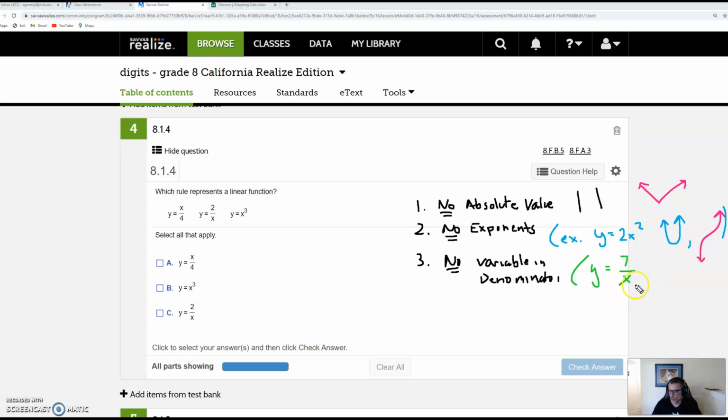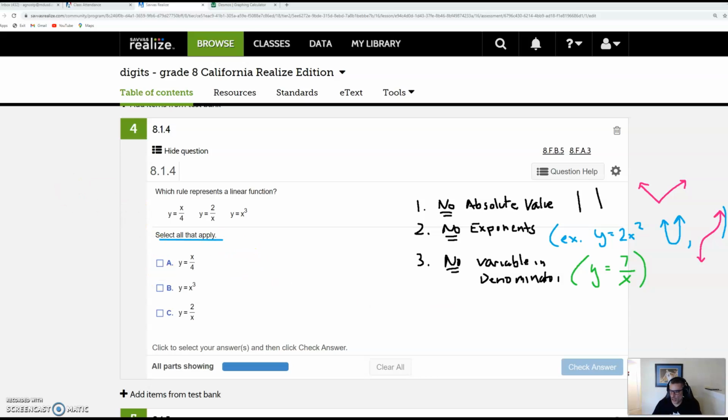You get some really weird looking stuff when you put a variable in the denominator of your fraction. All right. So as I look through these rules here, notice it says select all that apply. So there's going to be more than one answer. And the boxes also let you know. If there's going to be more than one answer, there'll be boxes. If there's only one answer, it's going to be circles.